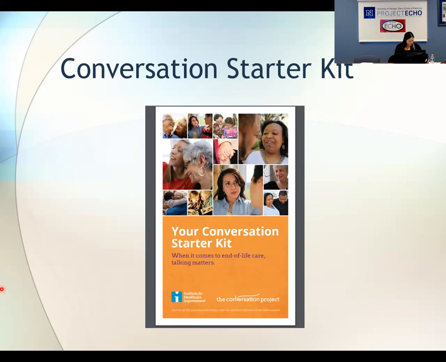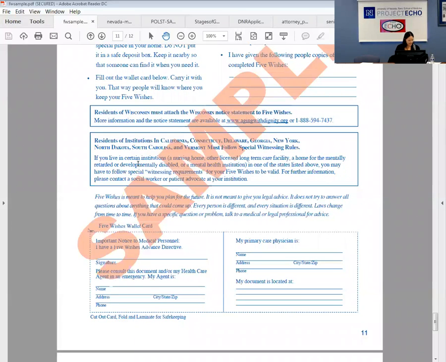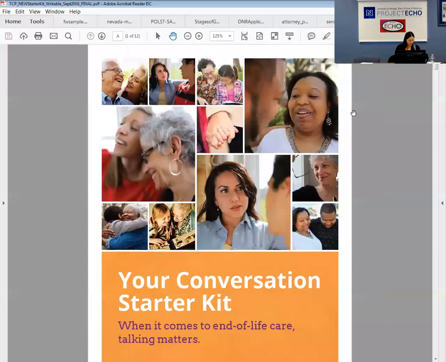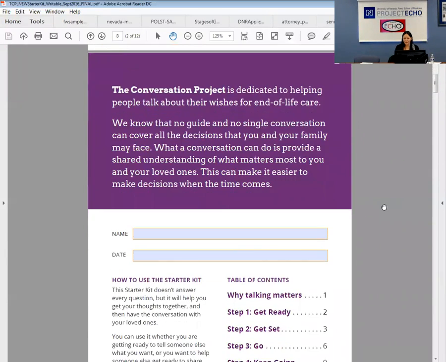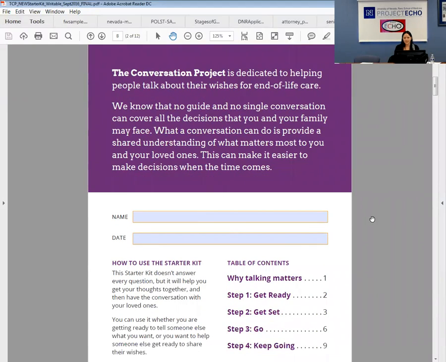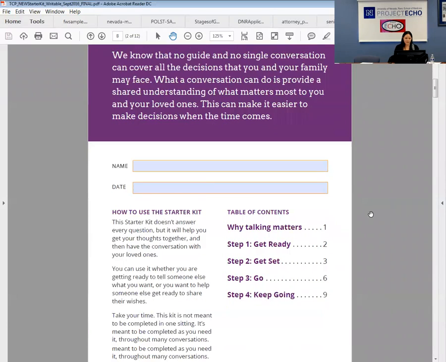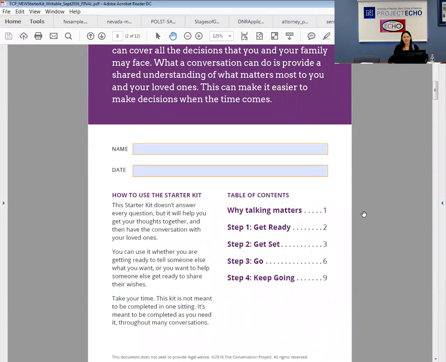What this organization is trying to do is transform our culture, so we shift from not talking about dying to talking about it. We always have this phobia or taboo when it comes to death and dying, but this starter kit will help initiate that conversation. What would I want to have happen? A lot of people have difficulty starting these types of conversations. It's all relative, so every family is different.